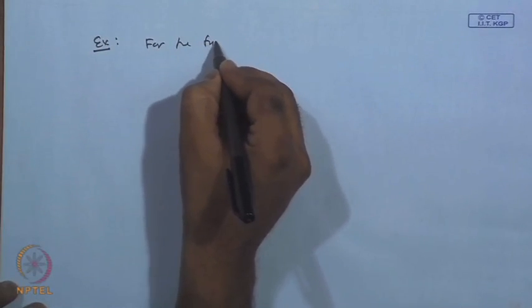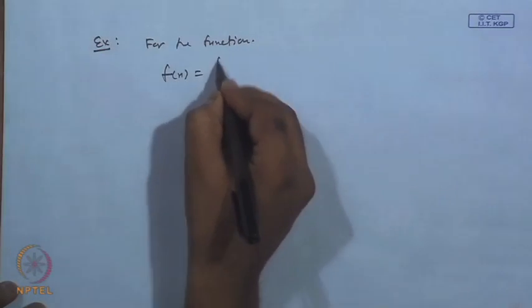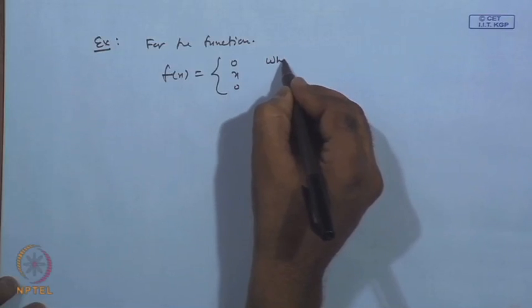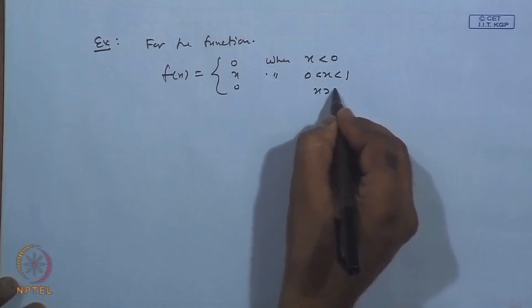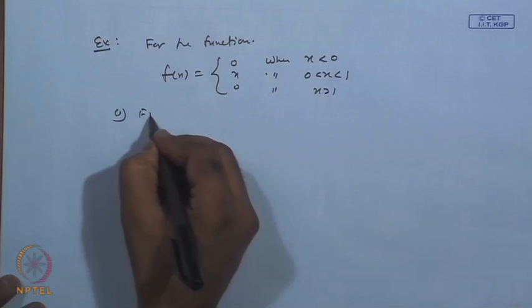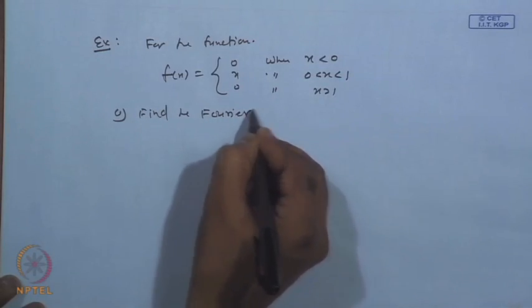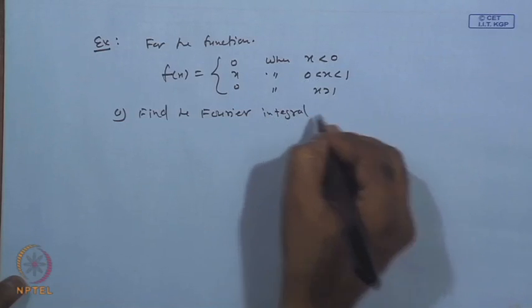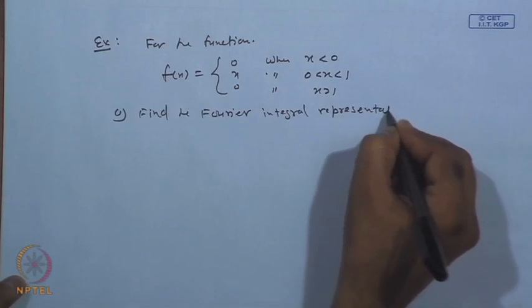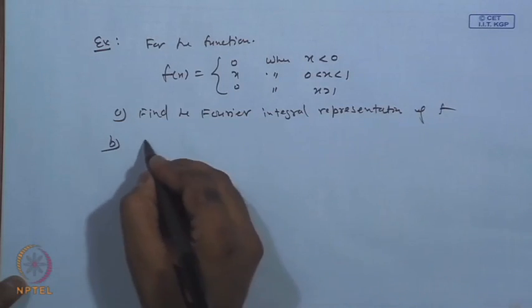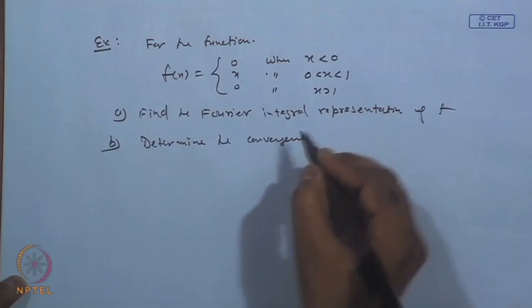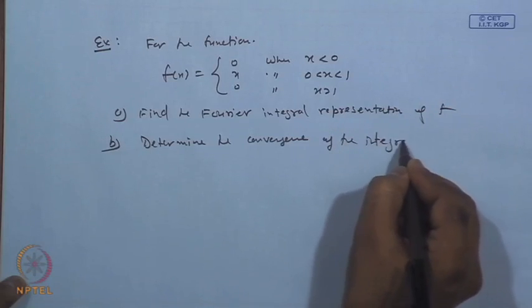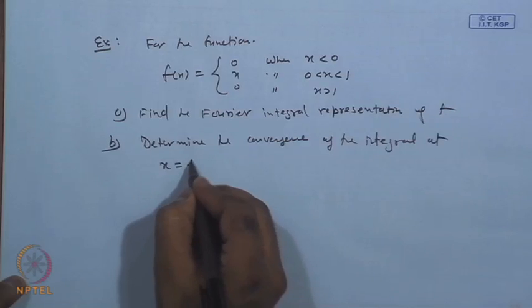Now, we go for the example. For the function f(x) equal to x when x is between 0 and 1, and 0 when x is negative and when x is greater than 1, find the Fourier integral representation of f, and then determine the convergence of the integral at x equal to 1.